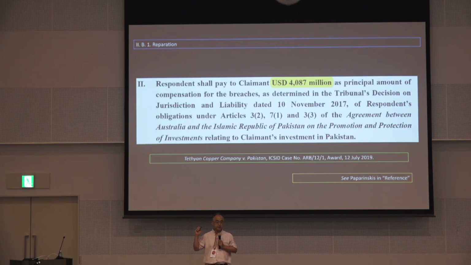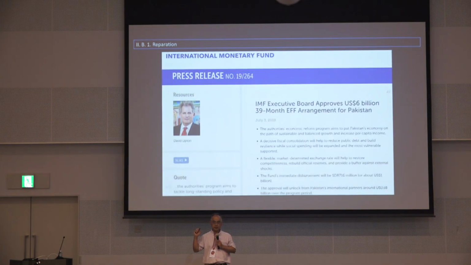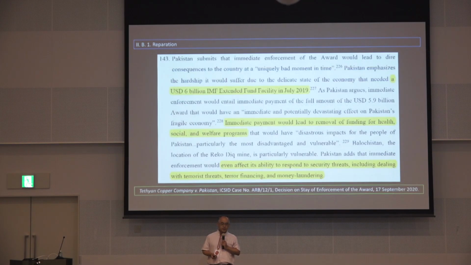But this happens in the midst of its financial crisis, and that was not their unilateral allegation. An international organization such as the IMF decided to make an emergency loan to Pakistan in the amount of $6 billion. So naturally, Pakistan argued that no, we cannot pay this amount. If you do that, you have to cease funding health and social welfare programs. We cannot pay for hospitals. We cannot pay for primary schools, etc. Therefore, this amount is ridiculous. The question is, so what shall we do in this kind of situation?